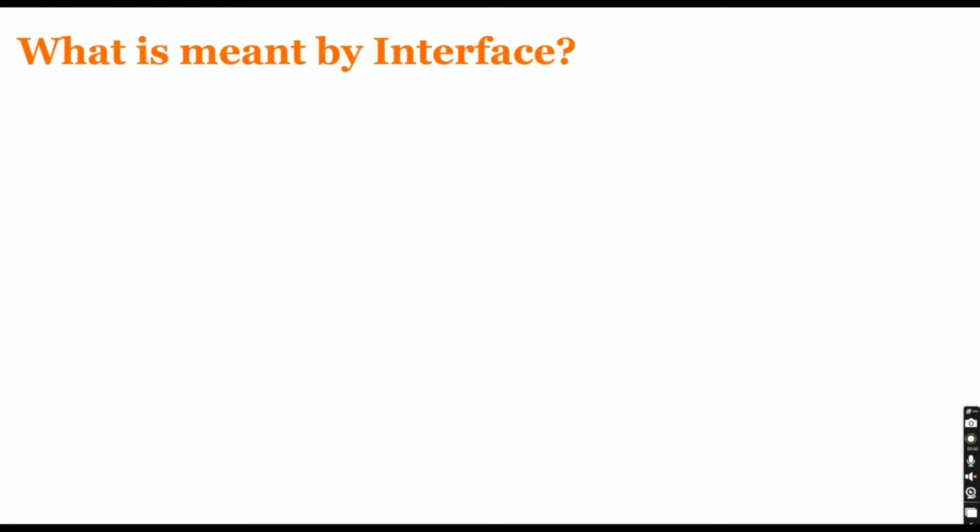So the first question is, what is meant by interface? An interface is a fully abstract class. So interface is basically an abstract class, but a fully abstract class. In abstract classes, we can have abstract methods as well as non-abstract methods. But in interfaces, all the methods are by default abstract. So it includes a group of abstract methods.